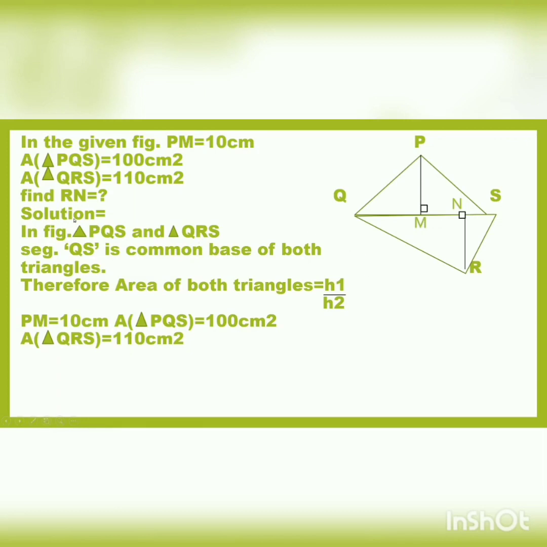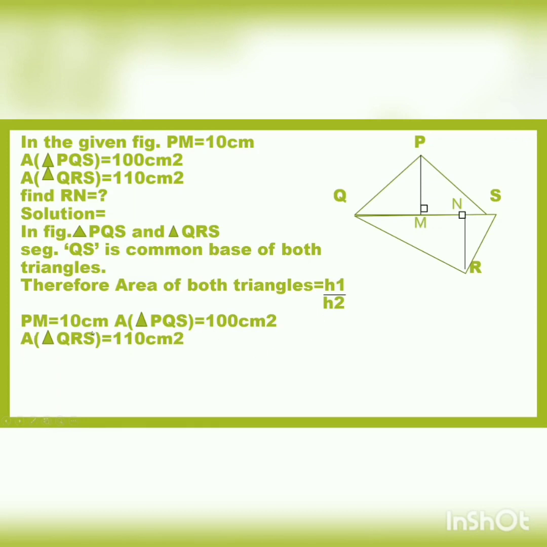Solution. Right here in the given figure, in triangle PQS and in triangle QRS, segment QS is a common base of both triangles. Therefore, the ratio of the areas of both triangles is equal to h1 upon h2. Means the ratio of their areas is equal to the ratio of their heights.